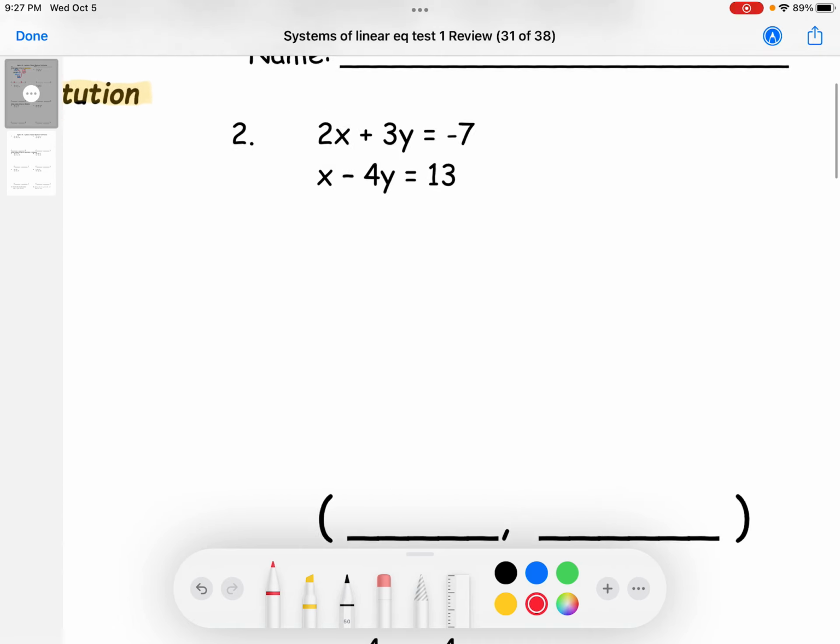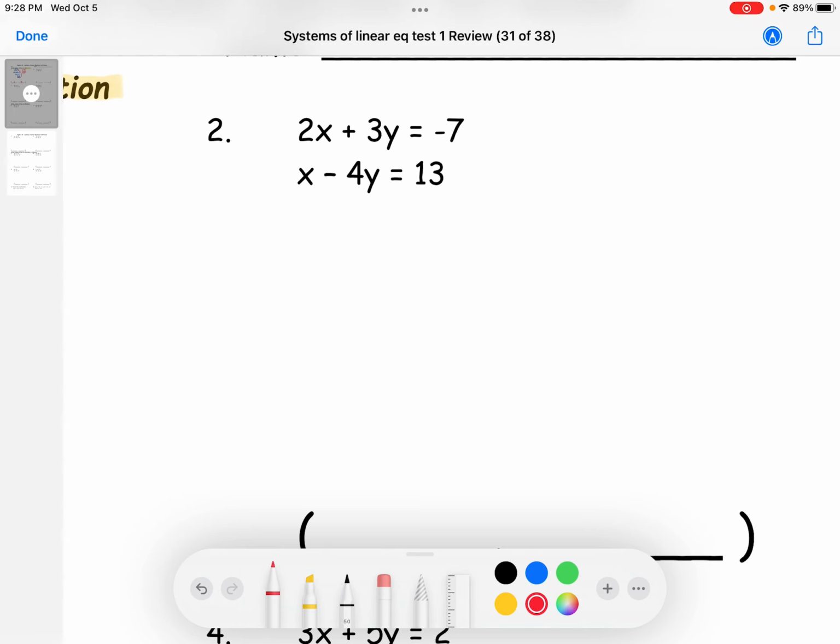Problem number 2 is also a problem with substitution, except this time we don't have x or y already by itself. What I'm going to have to do is look for a single variable. Okay, I'm looking for something like this x right here that has a coefficient of 1. And I'm going to make that x be by itself by getting rid of this minus 4y. How do I do that? I add 4y on both sides of the equal sign, and on the left, all of that cancels out. We're left with x on the left, and we're left with positive 4y and positive 13.